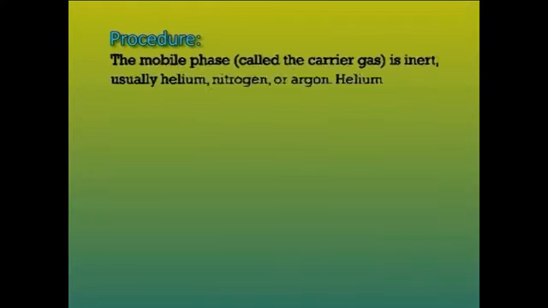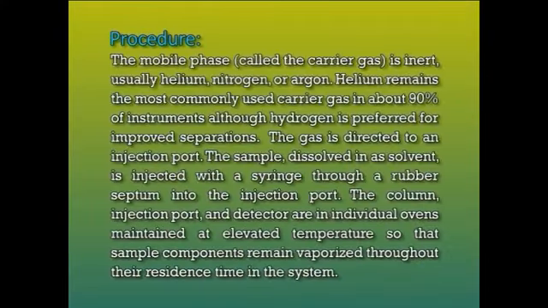Coming to procedure. The mobile phase, called a carrier gas, is inert, usually helium, nitrogen or argon. Helium remains the most commonly used carrier gas in about 90% of instruments, although hydrogen is preferred for the improved separations. The gas is directed to an injection port. The sample dissolved in a solvent is injected with a syringe through a rubber septum into the injection port.